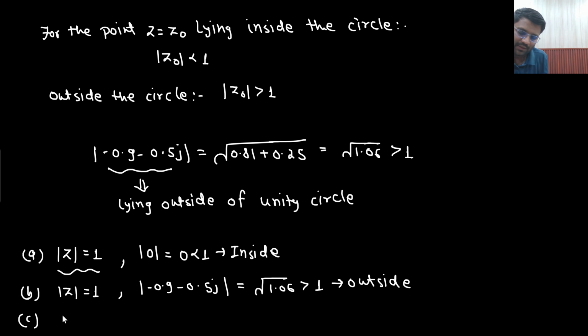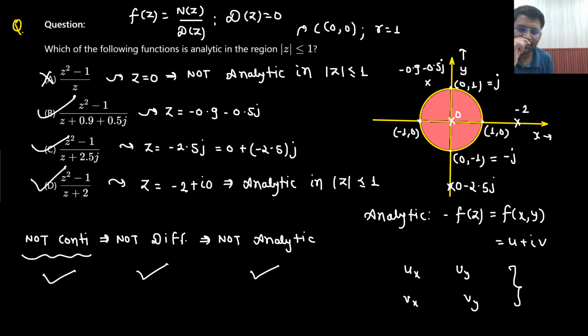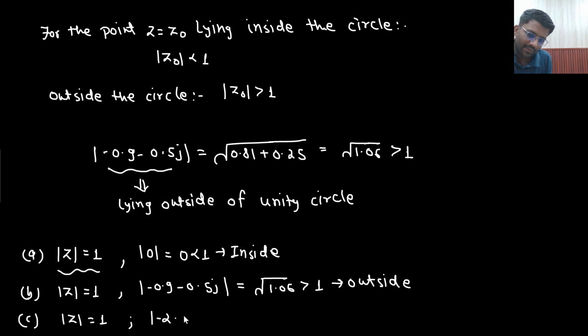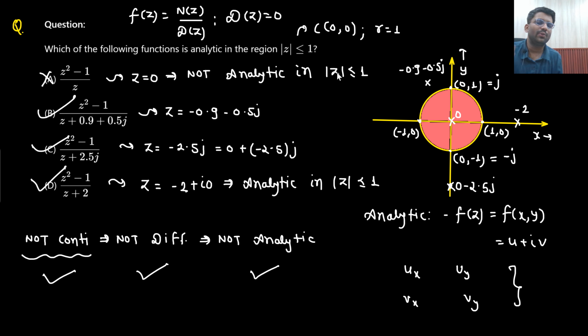Next, option C. What is the equation of circle? Mod of z equals 1. In place of z, I am supposed to put minus 2.5j. What will you be getting? What is the magnitude? 2.5. Is it greater than 1? Absolutely. Outside. So in the examination, you will not have to draw the structure.